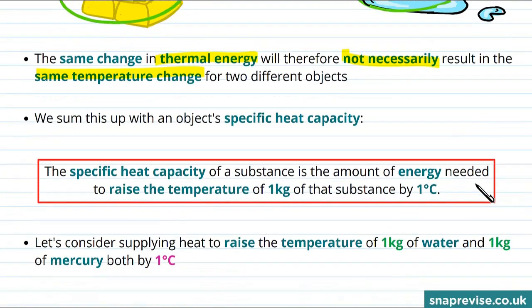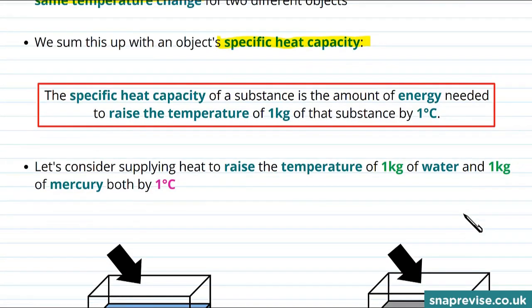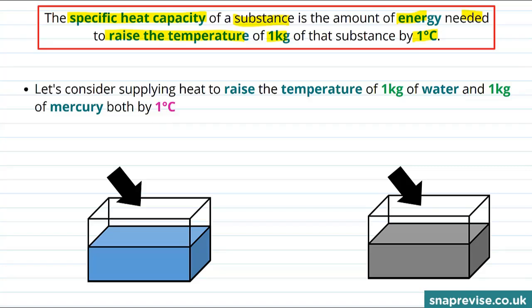We can sum up this idea with the concept of an object's specific heat capacity. The specific heat capacity of a substance is the amount of energy needed to raise the temperature of 1 kilogram of that substance by 1 degree centigrade. So the idea is that we take, for example, 1 kilogram of each substance, and then we see how much energy it takes to raise each of these substances by 1 degree centigrade, and that would be the specific heat capacity.